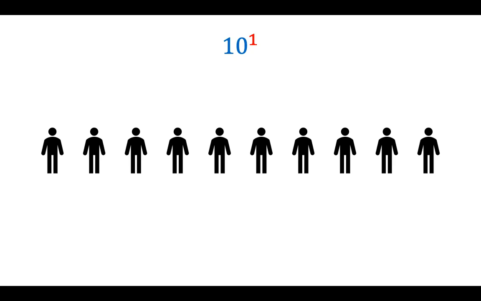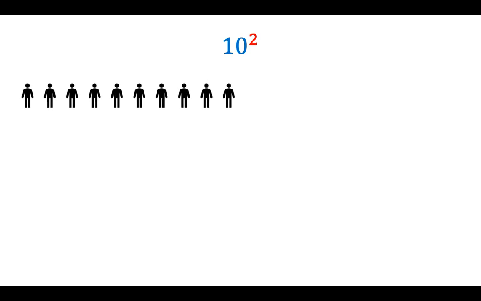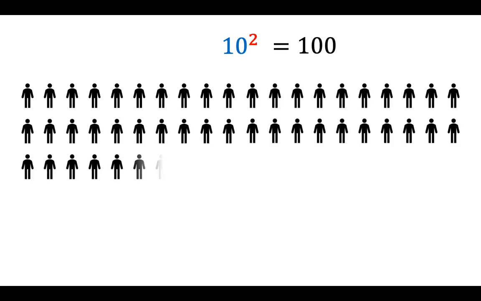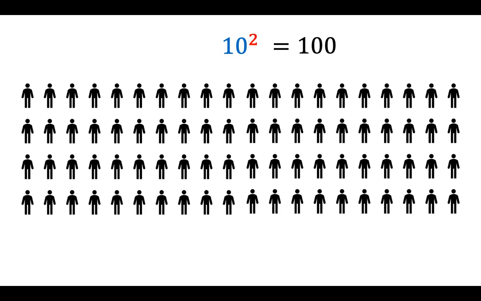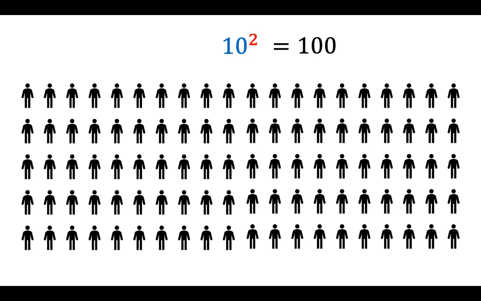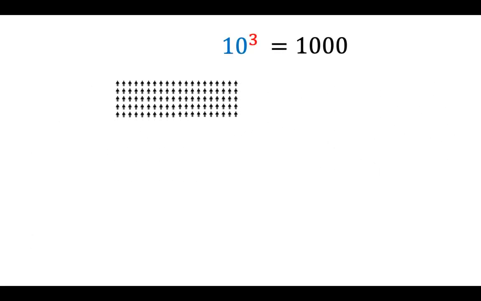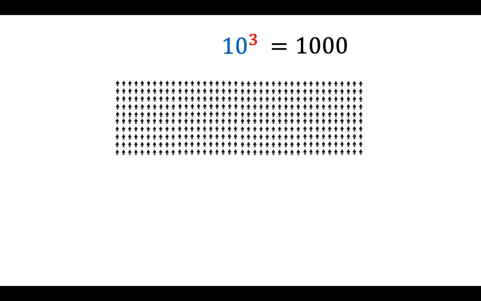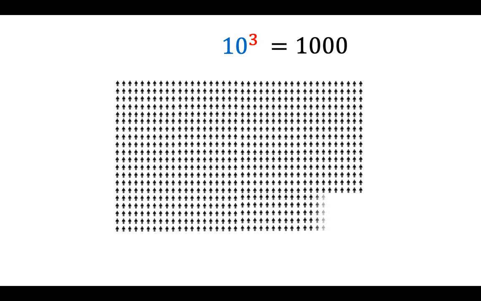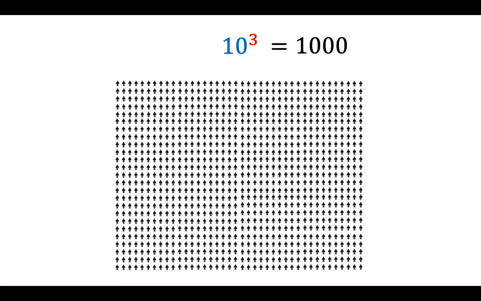Can we stretch our imagination a bit further and imagine this number, 10 to the power of 2, 10 squared, or 100? Can we imagine this? Well, it's going to be 10, 20, 30, 40, 50, 60, 70, 80, 90, 100. Yes, we can imagine that. Quite straightforward. Can we imagine 10 to the power of 3, 1,000 people? So let's see. That's 100, 200, 300, 400, 500, 600, 700, 800, 900, and 1,000 people. Yes, we can imagine that as well.